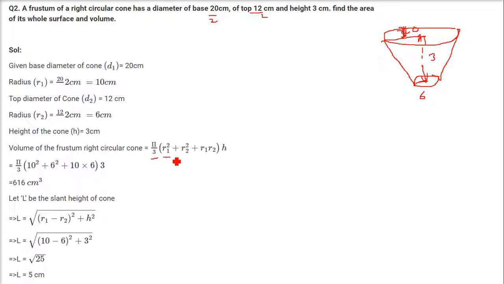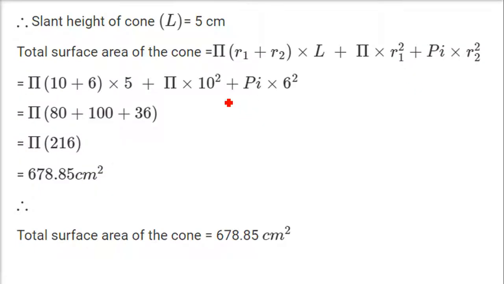The volume of the frustum is pi by 3 into r1 square plus r2 square plus r1 r2, into h. We have all the values. 10 and 6 are the radii. Just put in 10 square plus 6 square plus 10 into 6, and this is the height h. Now in order to find the whole surface, we need to find the slant height. The slant height will be equal to under root r1 minus r2 or r2 minus r1, whichever you take, because it is squared, it doesn't matter. So 10 minus 6 whole square plus h square, which is 3 square. It is going to come as under root 25, which is 5. Now we can use the total surface area.